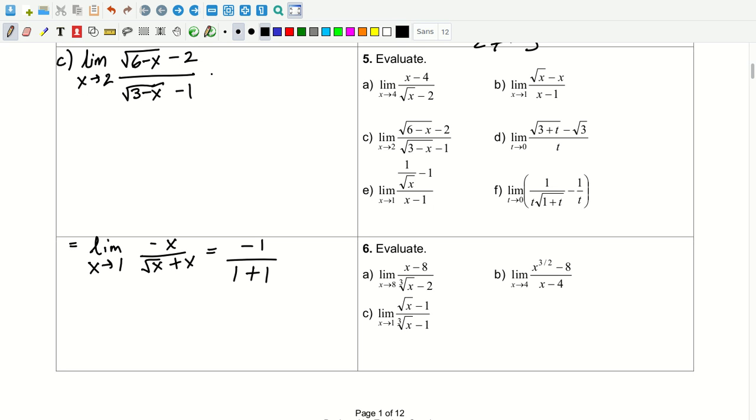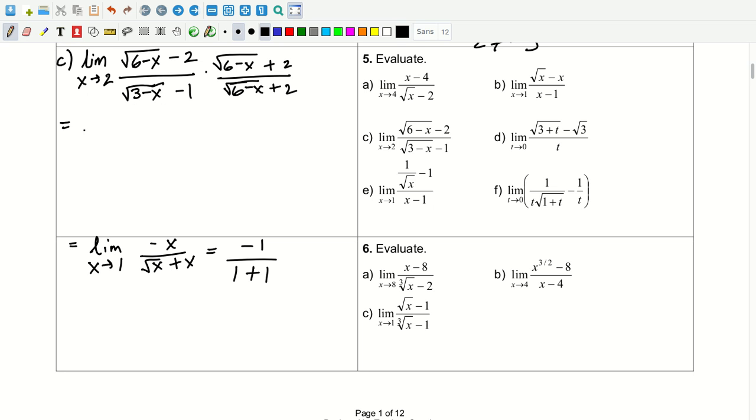So let's do this. We've got root of 6 minus x, minus 2, over x plus 2. So I multiply by the conjugate of that. We've got square roots in both. Notice that.